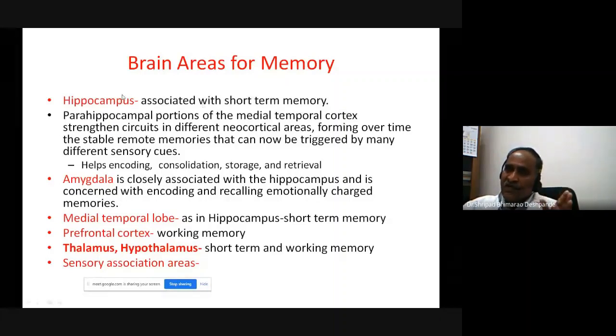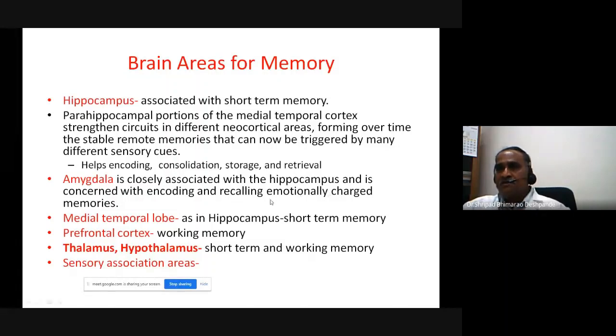So along with the hippocampus, the sensory association areas are linked with the hippocampus, and they will try to encode, consolidate, store, and retrieve the information. Now, the amygdala is closely associated with the hippocampus, and the amygdala is the emotional center. All the information regarding emotions is stored here in the amygdala.